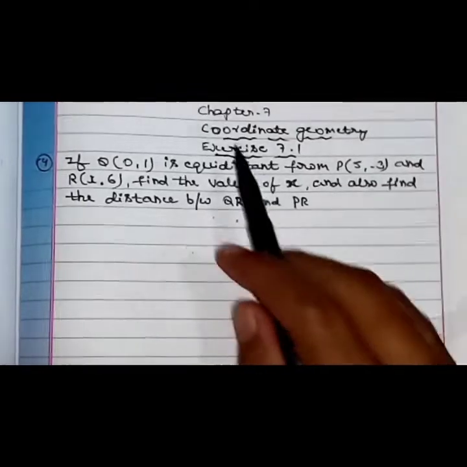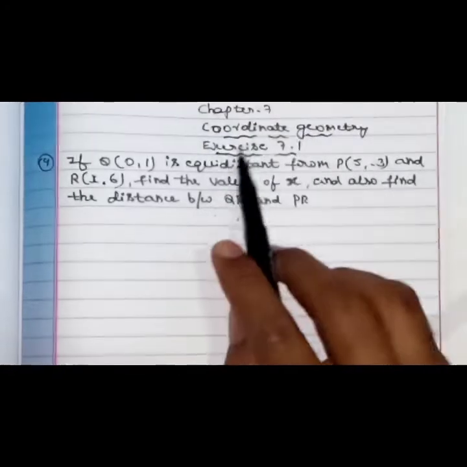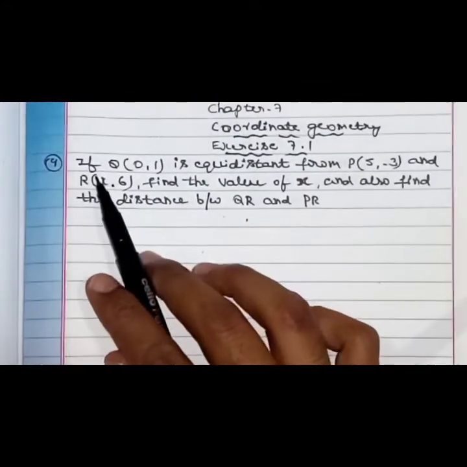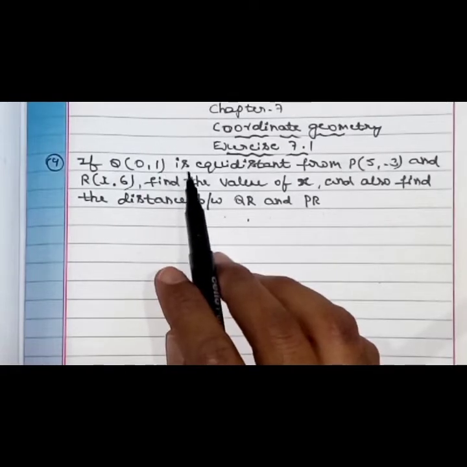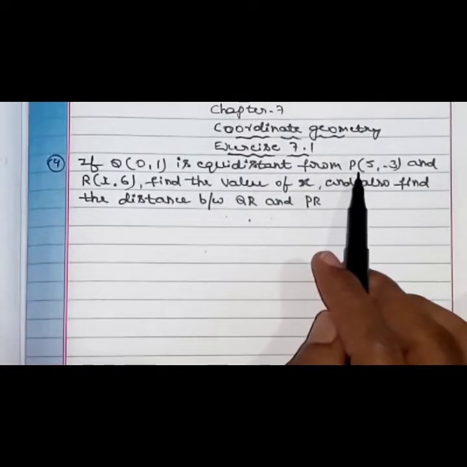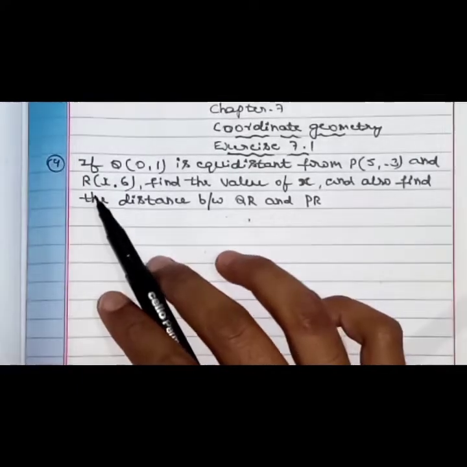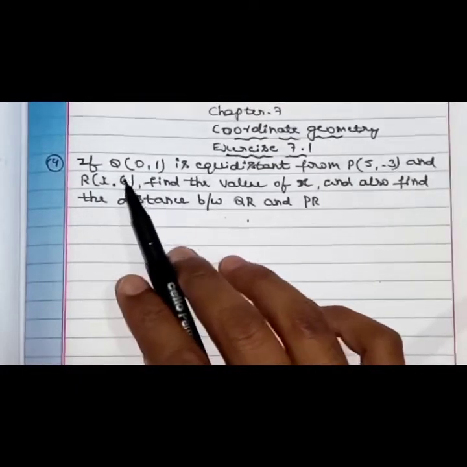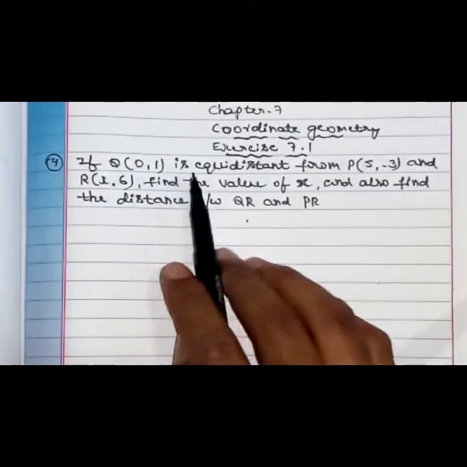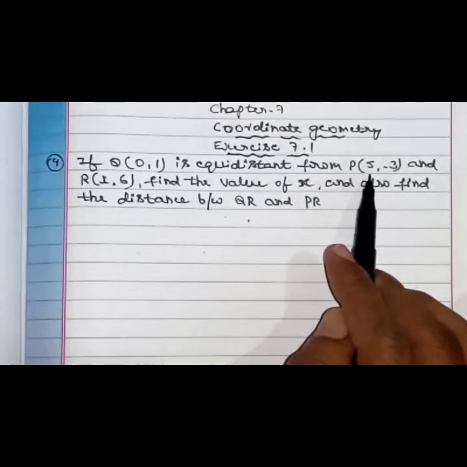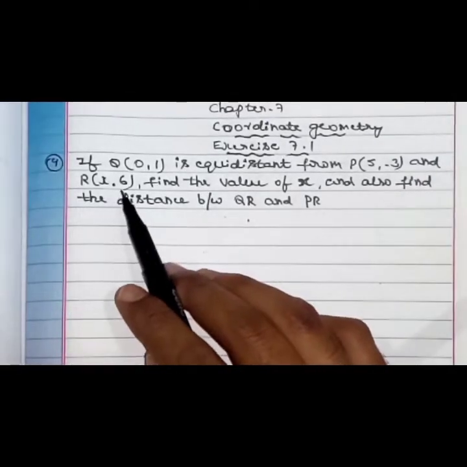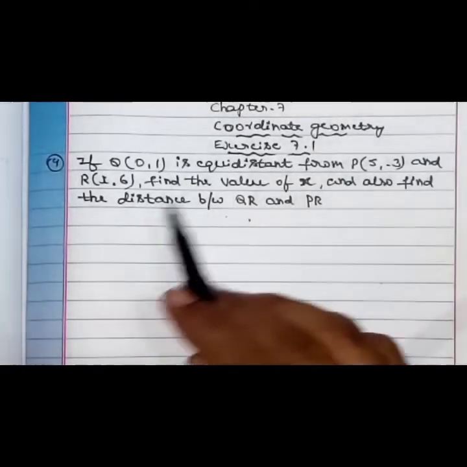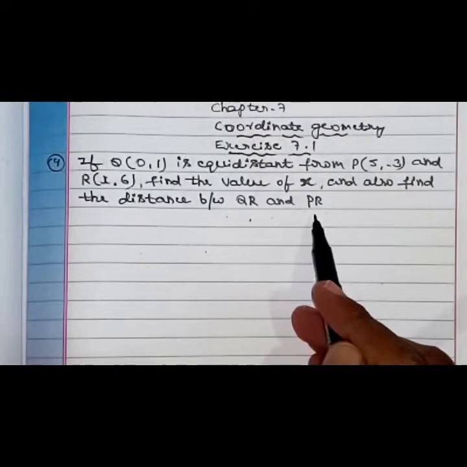So in this video, I will solve chapter number 7, Coordinate Geometry, exercise 7.1, the ninth one, right? The question is, if Q of (0, 1) is equidistant from P of (5, -3) and R of (x, 6). Now I'll repeat the question. If Q of (0, 1) is equidistant from P of (5, -3) and R of (x, 6), right? So find the value of x and also find the distance between QR and PR, right?